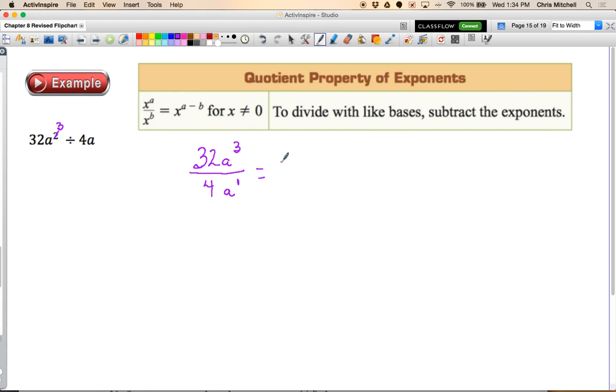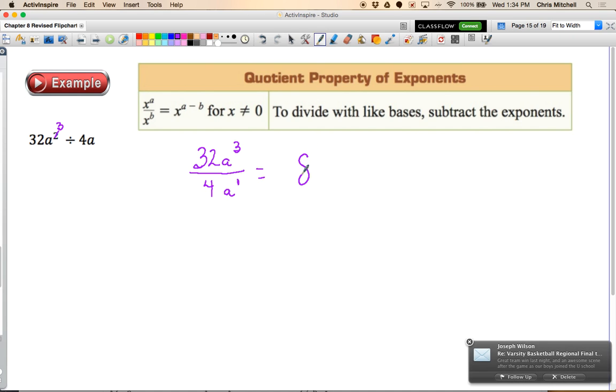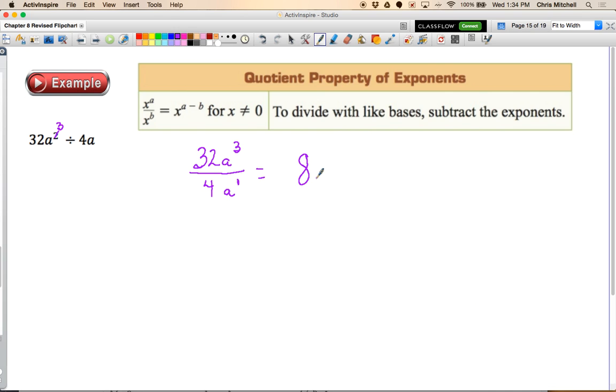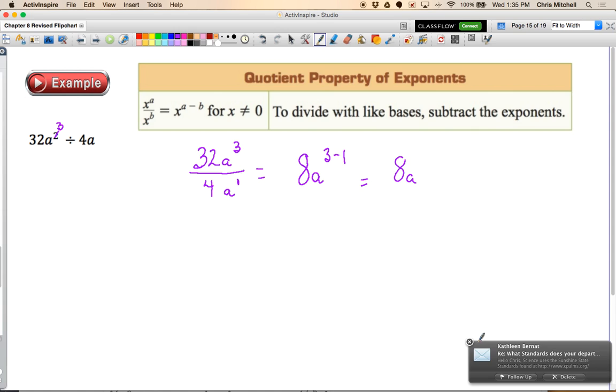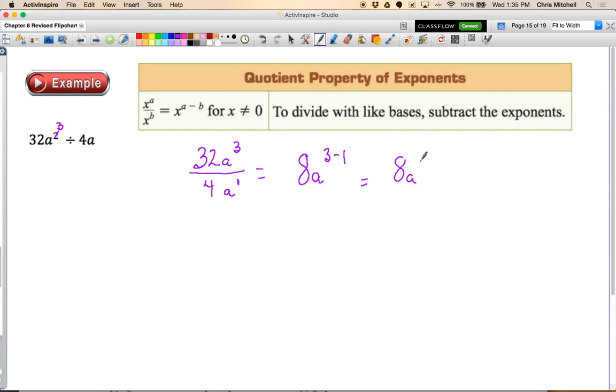We know that 32 divided by 4 will simply give us 8. Now, what are we going to do with our variables? We're going to have a, we're going to have 3, we're going to subtract 1, which equals 8a to the second power. And that is our final answer.